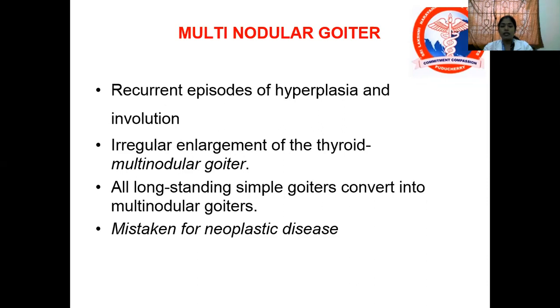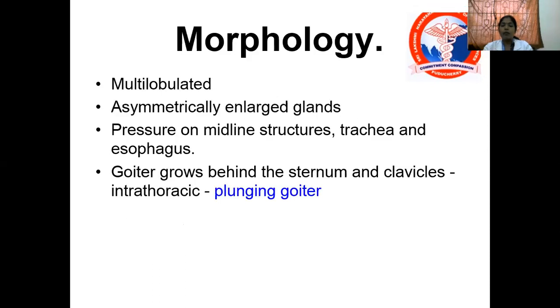What is multinodular goiter? Because of the recurrent episodes of hyperplasia and involution of the thyroid gland, there is irregular enlargement of the thyroid, which leads to multinodular goiter. All long-standing simple goiters convert into multinodular goiters. They are mistaken for neoplastic disease. Morphologically, the thyroid gland is multilobated and asymmetrically enlarged. Pressure on midline structures, trachea and esophagus, causes dyspnea and dysphagia. And sometimes the goiter is so large that it grows behind the sternum and clavicles, which causes intrathoracic plunging goiter.